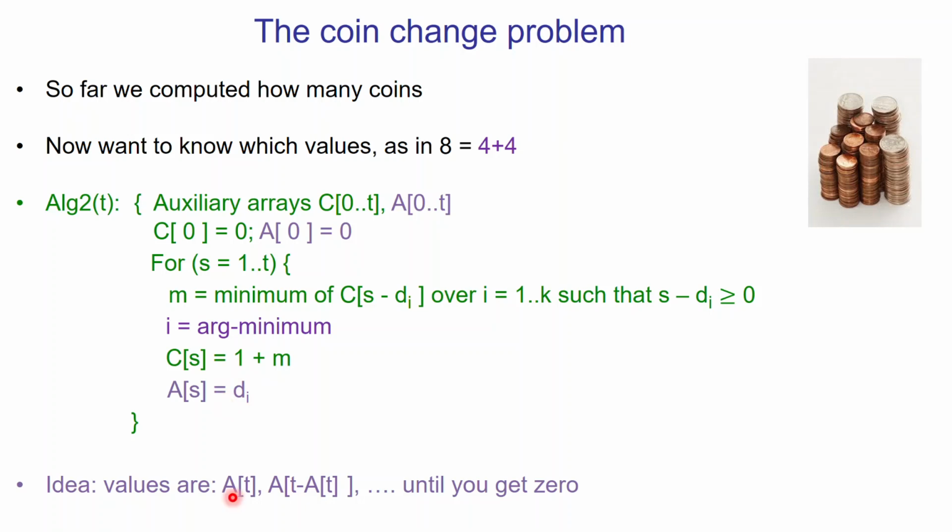So first you can print A of t. Okay, this will give you the coin, first coin to use to give change of t. After you use this coin, you have a remaining value of t minus A of t. Okay, so you have to give change for this, and the coin to be used for this would be A of t minus A of t. Okay, and you continue in this way until you finish.